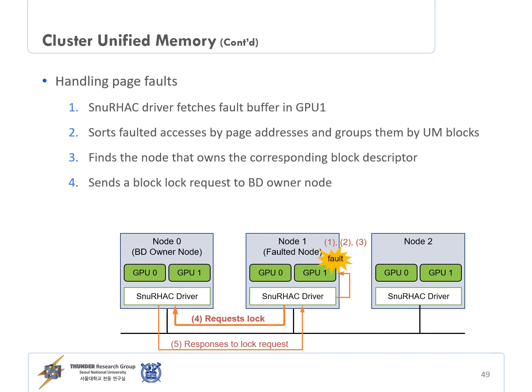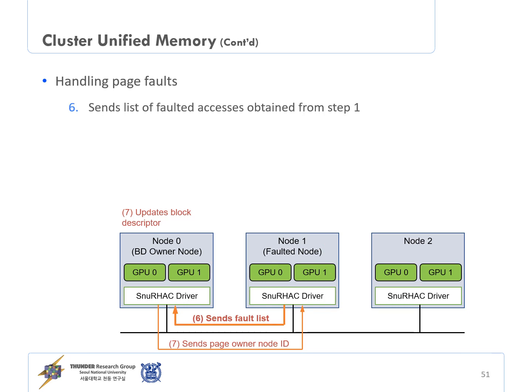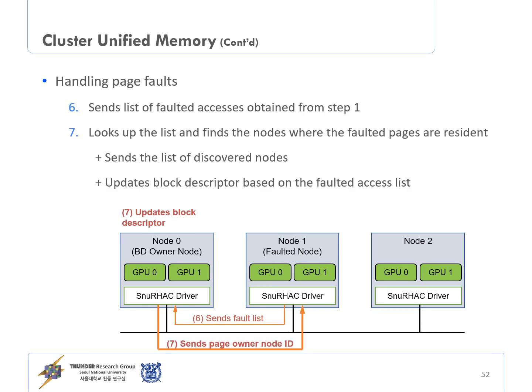Then it sends a block lock request to BD owner node. The BD owner node sends a response to the faulted node if no other node has locked the block. When node 1 receives the response, it sends the list of faulted accesses obtained from the step 1 to the BD owner node. The BD owner node looks up the list and finds the nodes where the faulted pages are resident. We call these nodes page owner nodes. Then it sends the IDs of the discovered node to faulted node. Also, it updates the block descriptor based on the information from the faulted access list.